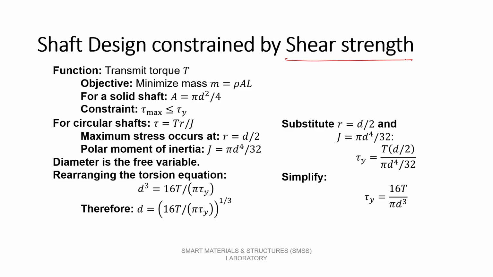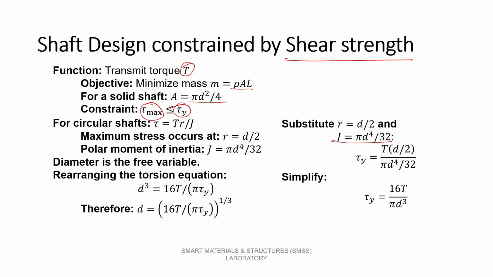Okay. So, in this case, the transmission of torque is T as usual, the same torque, and we minimize the mass m. The mass is rho L times the area, and for the solid shaft the area is pi d square by 4. Our constraint is that the maximum shear has to be less than or equal to tau y. Okay. So, there may be some factor of safety there. So, what is the shear then for a given torque? That is TR over J, that we know from our strength of materials knowledge.